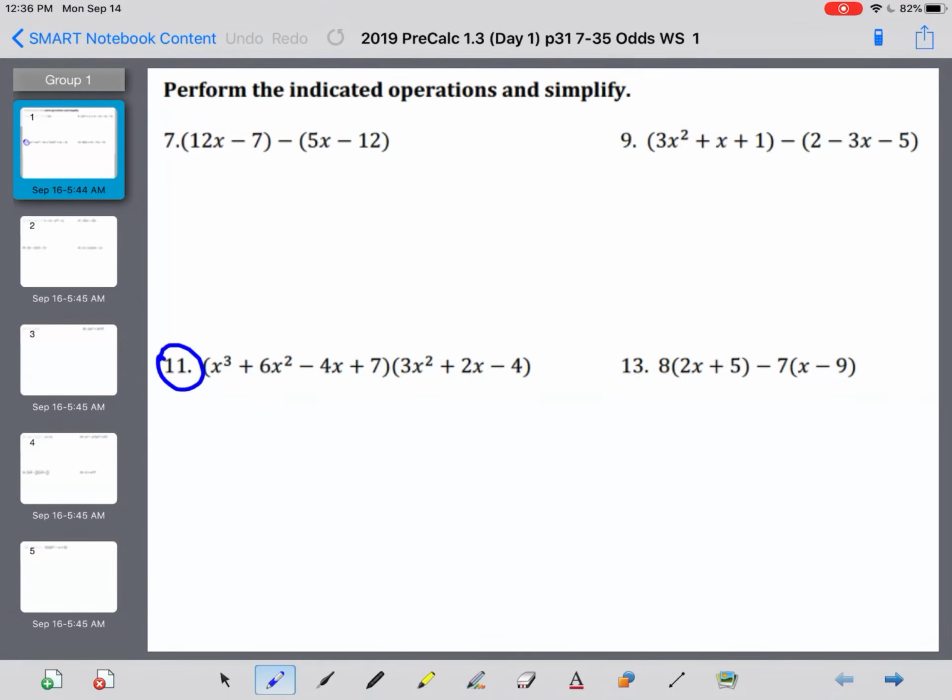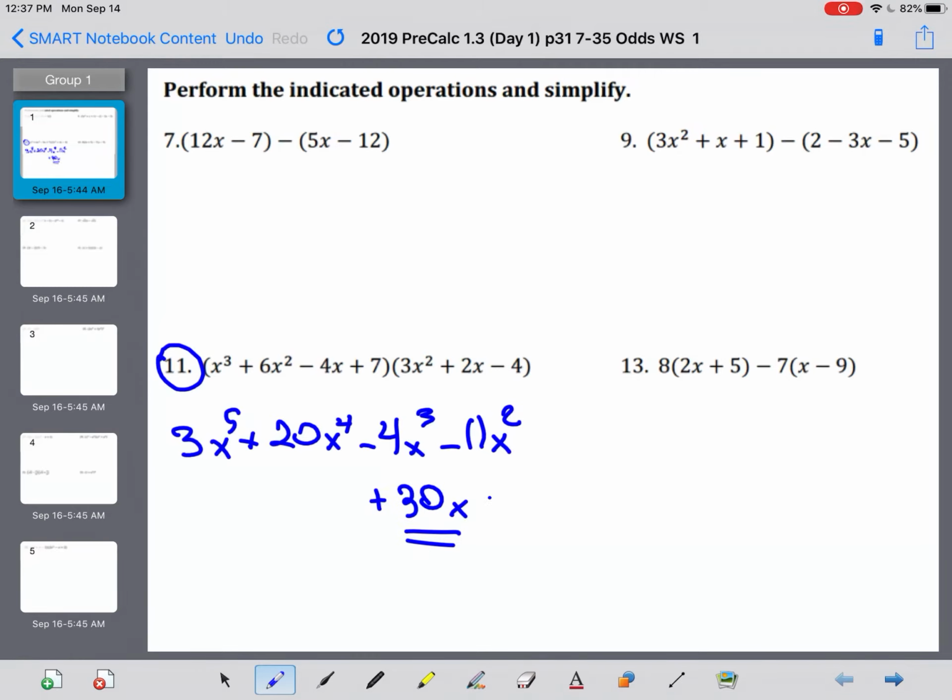I had one incorrect term with that one. So the answer should have been, just kind of FOILing on steroids here, or distributing. So we should have gotten 3x to the 5th plus 20x to the 4th minus 4x cubed minus 11x squared plus 30x. This was the one that had the issue, and minus 28.